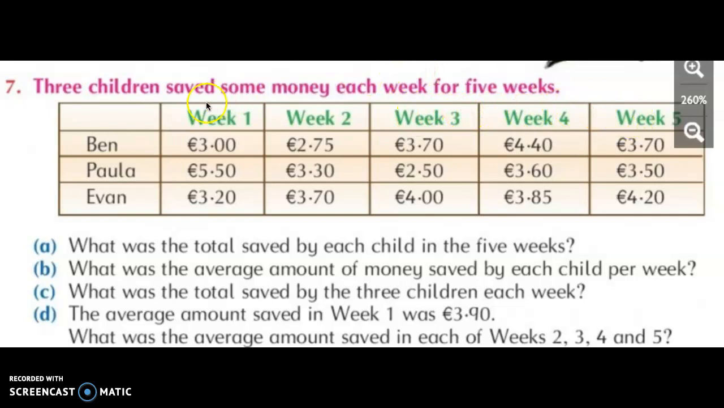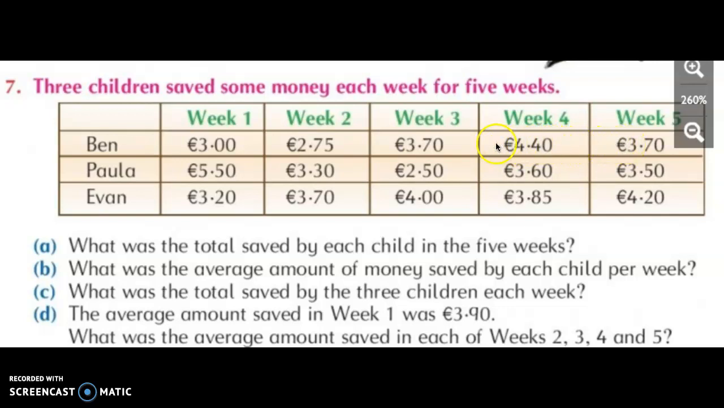Now, let's have a look at question A to start. What was the total saved by each child in the 5 weeks? Okay, for example, to find the total Ben saved for the 5 weeks, we add up what he saved in week 1, what he saved in week 2, what he saved in week 3, what he saved in week 4, and what he saved in week 5.